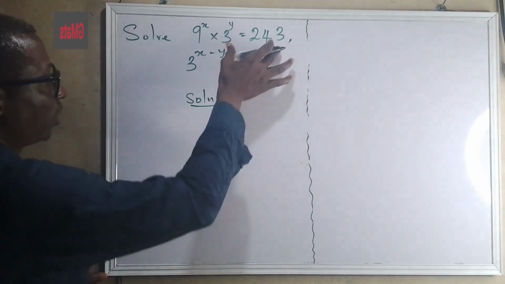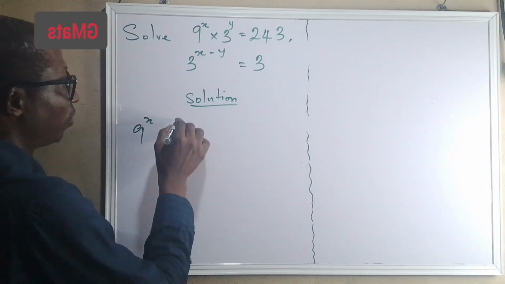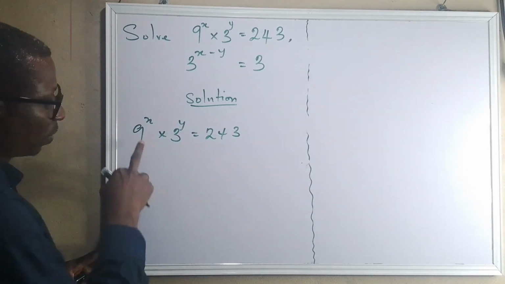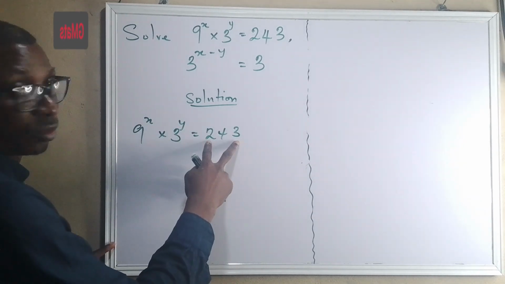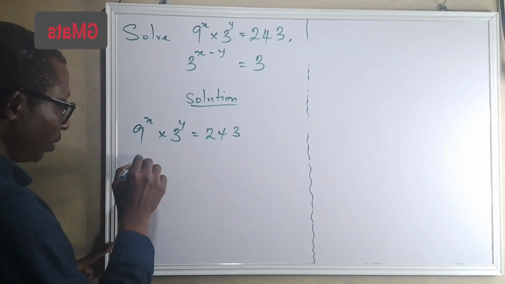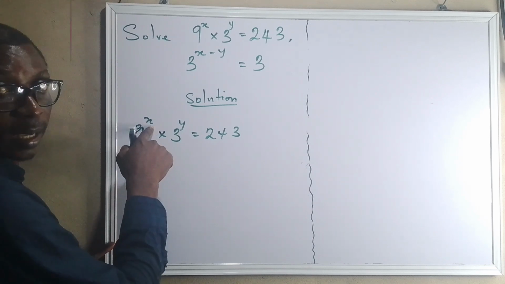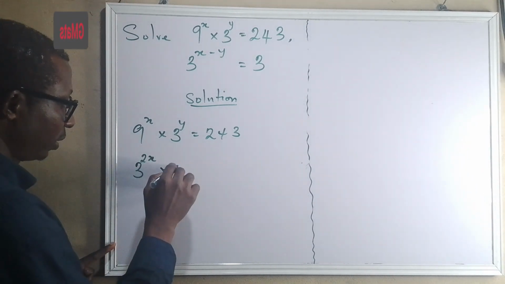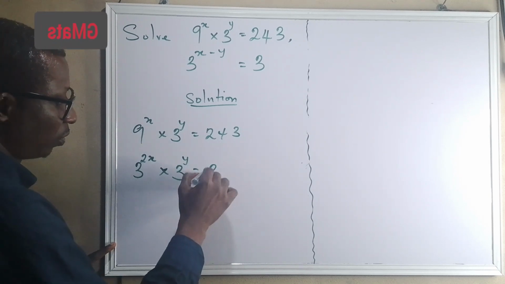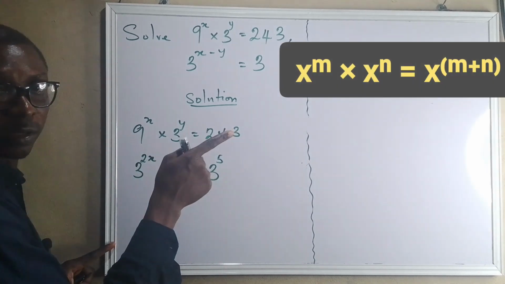Now let's pick the first equation. We have 9 raised to the power of x times 3 raised to the power of y equals 243. Now you express 9 in index form and this 243 in index form. 9 is the same thing as 3 raised to the power of 2, so the 2 will multiply x here, times 3 raised to the power of y equals, now this is 3 raised to the power of 5.